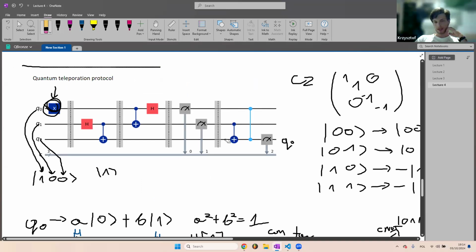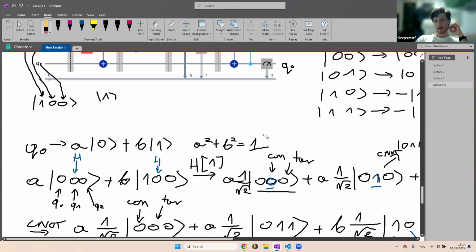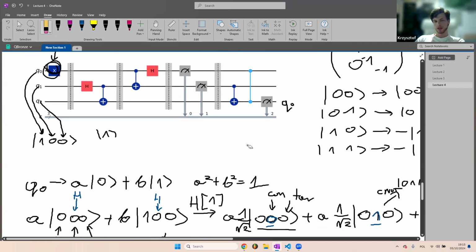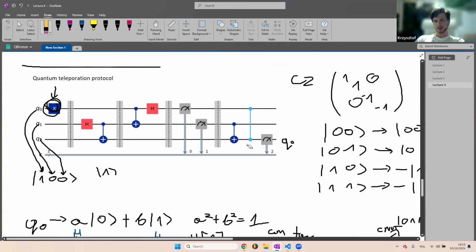Not really, because the C naught has some plus here, and the control Z does not have this plus, and that's why. Okay. So the first one is C naught, yes. And the second is control Z. In this particular case, the order of those operations does not matter.